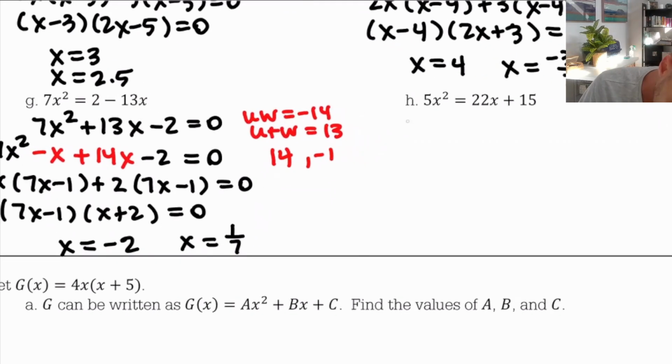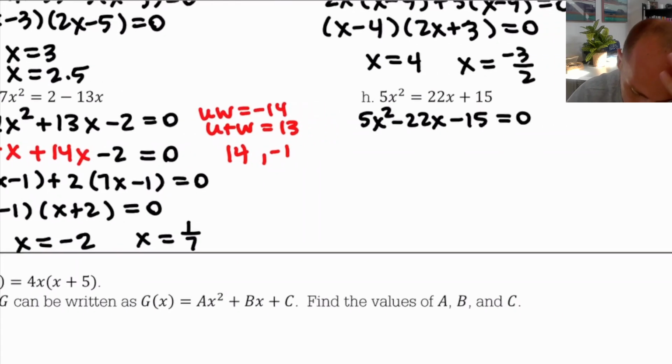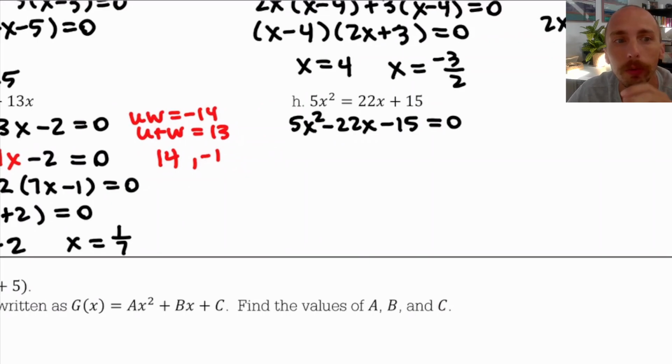Okay, last one of these. We're going to subtract the 22x and subtract the 15, set it to 0. And yeah, man. Okay, looking for two numbers that multiply to 5 times negative 15. That would be 75: 15, 30, 45, 60, 75. If you're like me, hopefully you didn't forget how to count by numbers from elementary school, because that's pretty much how I do arithmetic. I find it to be very useful. And counting by 15 is useful. I don't know if it's all that useful, but in this case it certainly is.